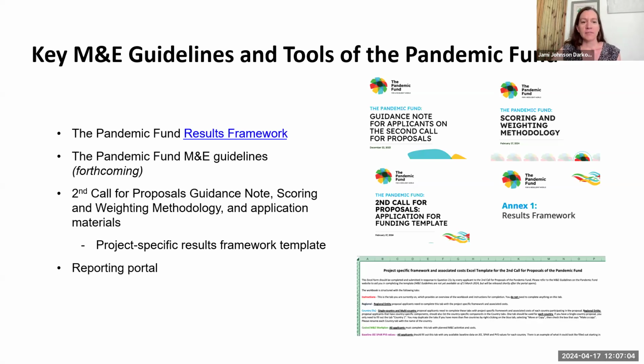The third and the most relevant for this particular process is the second call for proposals guidance note, as well as the scoring and weighting methodology and the application materials. Today we'll be focusing primarily on the project-specific results framework template, which is a core component of the application requirements. And just to encourage really looking through the guidance note, the scoring and weighting methodology, and the application template itself, look for those M&E sections because there is quite a lot of information in there that can be useful in the development of your request.